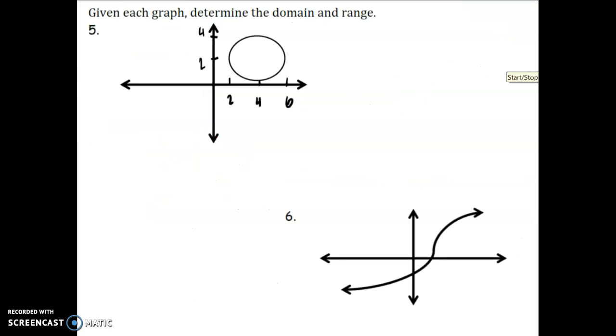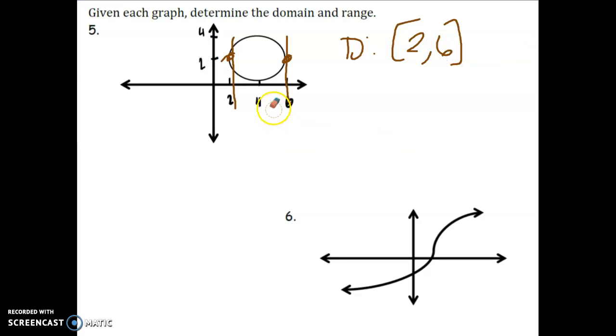All right, let's look at these. Let's see if we can find the domain and the range on these. So domain is based on x value. Sorry, I can't aim very well. The domain here is from 2 to 6. And you can see at those endpoints, it's actually at 2 and actually at 6. So those are going to be brackets.